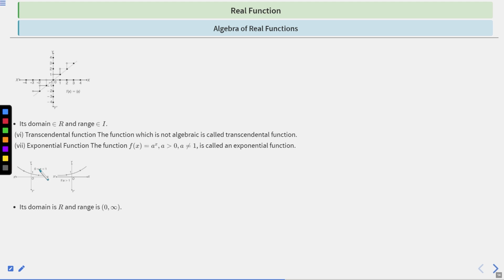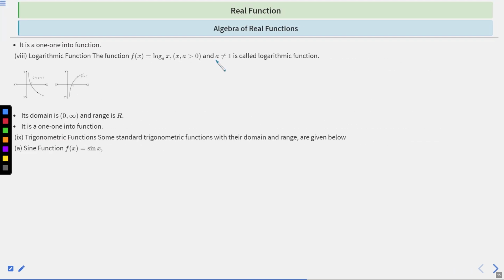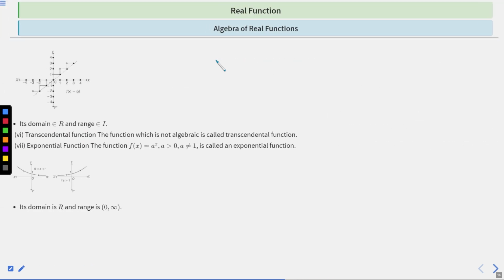You can see that when a is from 0 to 1, the graph is decreasing, and when a is greater than 1, the graph is increasing like this. Next is algebra of real functions. You can see that here it is a one-one function, because when you draw any line parallel to the x-axis, it is cutting the graph at one point only. So it is basically a one-one function.